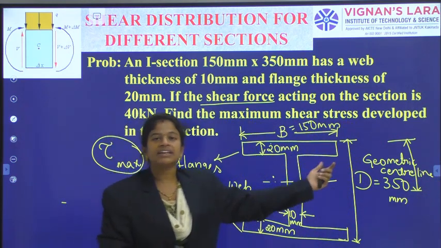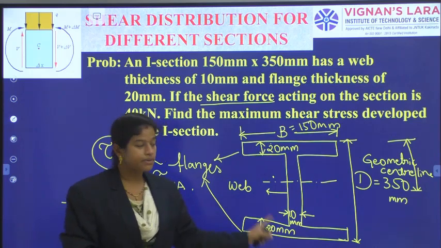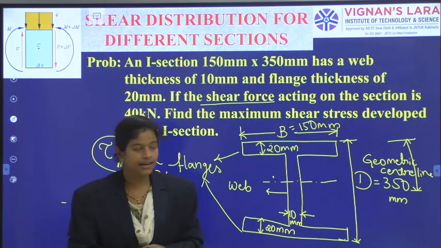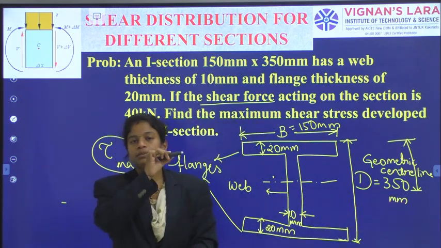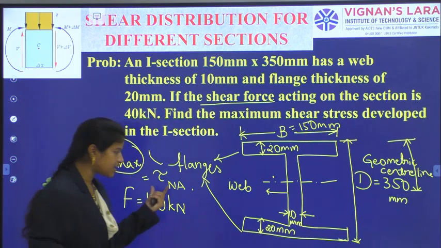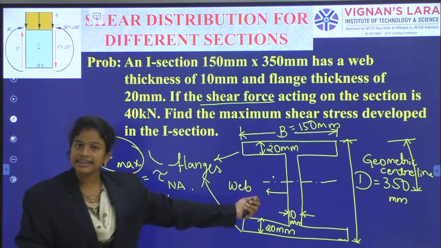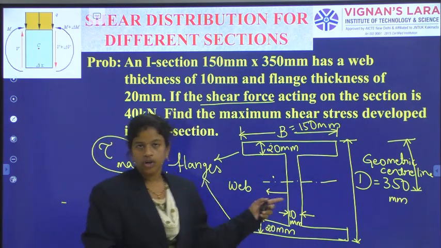So, the geometrical center line, when we see the whole depth, half the depth, there is a line that we call it as geometrical center line. Now, at the geometrical center line level, there will be an axis. That axis is the neutral axis. Generally, the neutral axis is the centroidal axis. And here, being a symmetrical section, the geometrical center line is also passing through that.